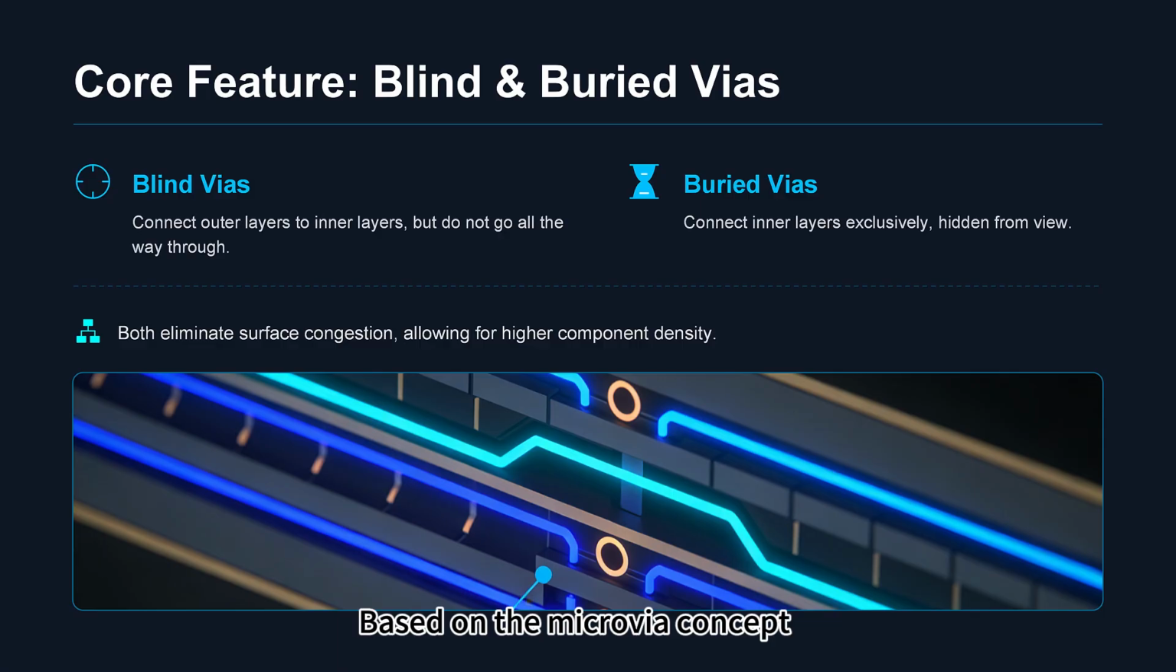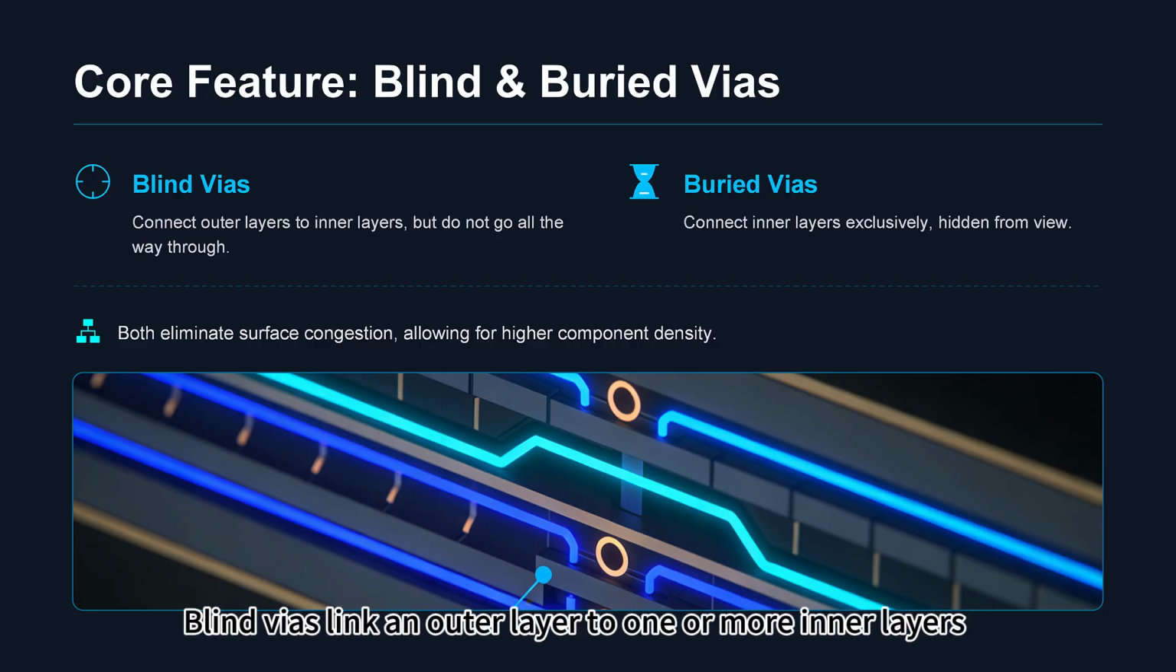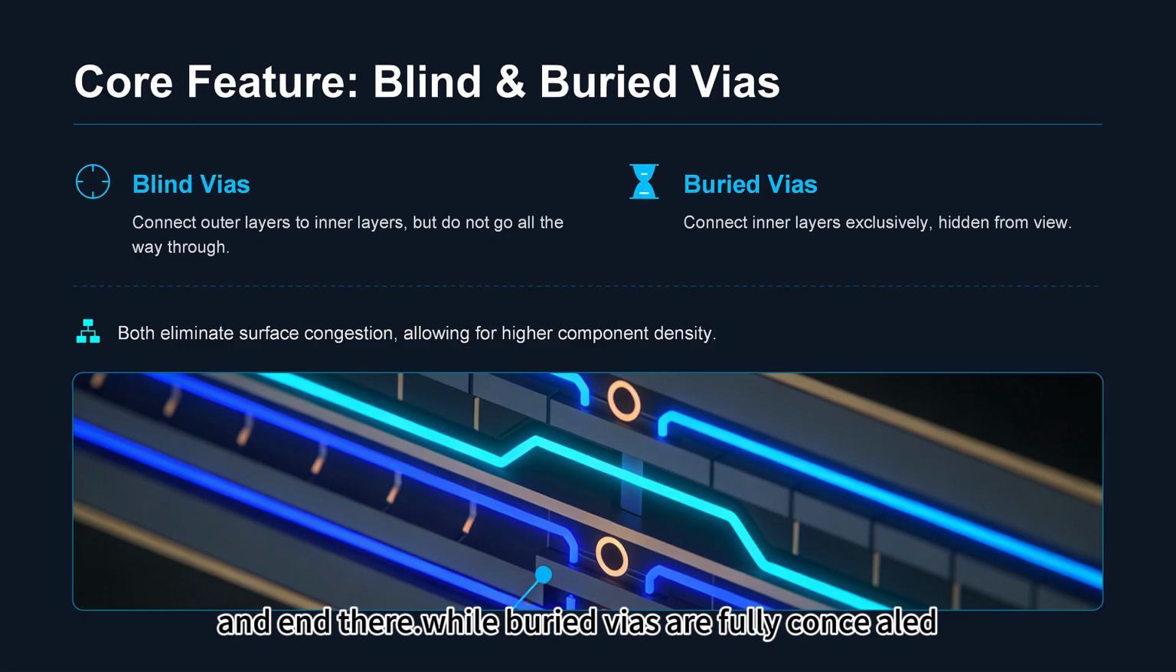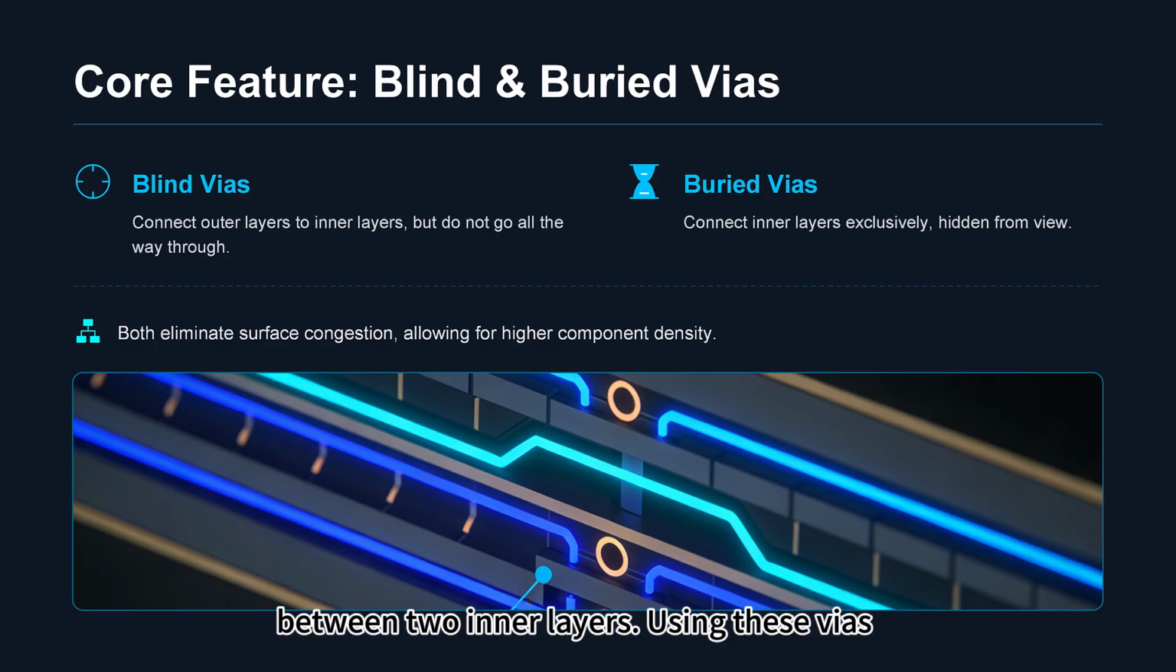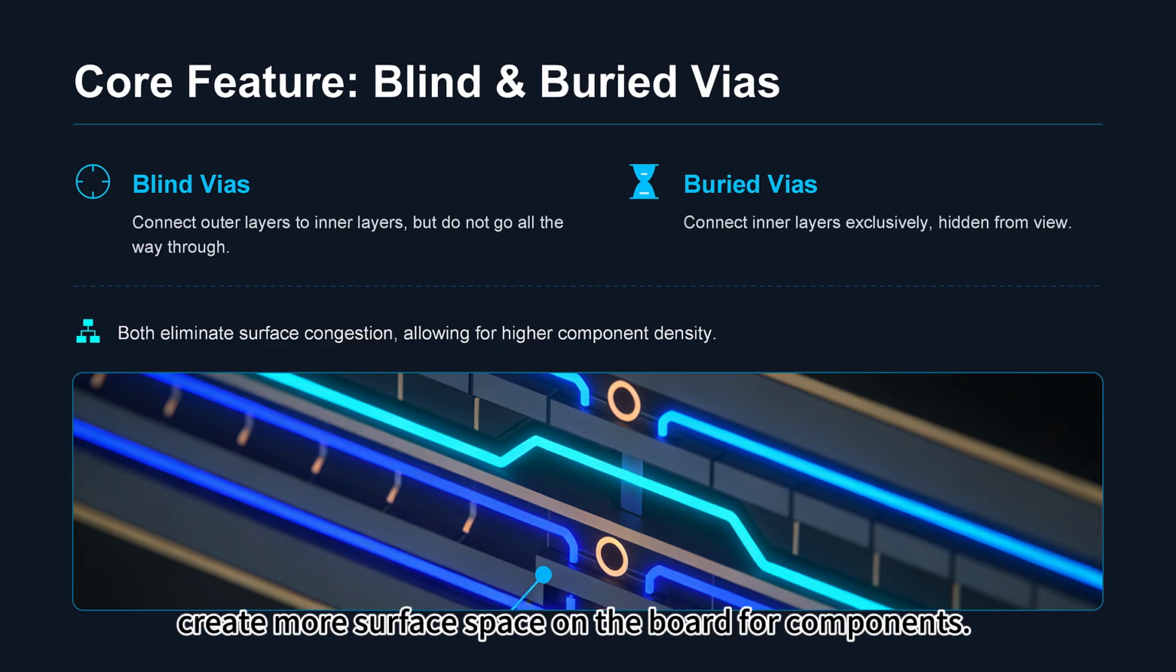Based on the microvia concept, HDI PCBs also use blind and buried vias. Blind vias link an outer layer to one or more inner layers and end there, while buried vias are fully concealed between 2 inner layers. Using these vias, designers can route signals more effectively and create more surface space on the board for components.